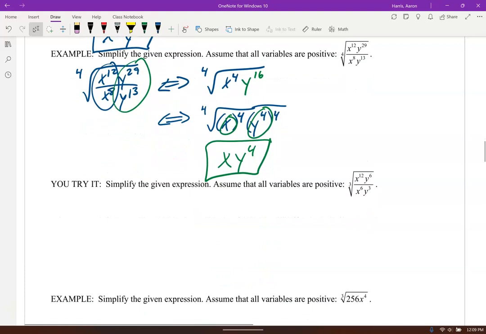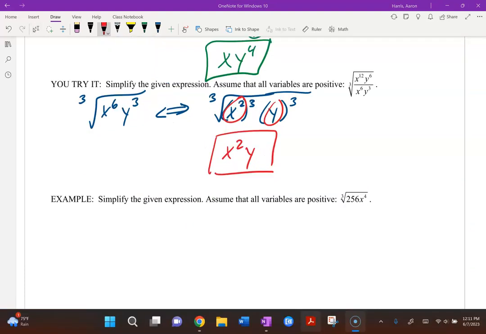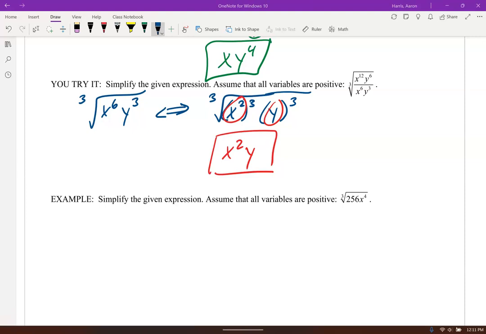All right, why don't you guys try that one? Go ahead and do that one similarly. Go ahead, check yourself if that works, and let's move on here. Again, we're assuming all variables are positive, so we're not worrying about the absolute value with even roots.